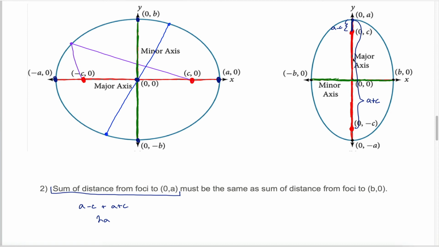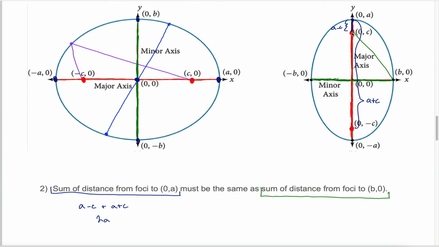Anytime, A represents the distance from the center to the vertex that is along the major axis, and C represents the distance from the center along the major axis to either of the foci. I can now consider the sum of the distances from the two foci to the point B0, pictured as this diagonal line in green right here, and this diagonal line in green right here. Let's first worry about the diagonal line up top.